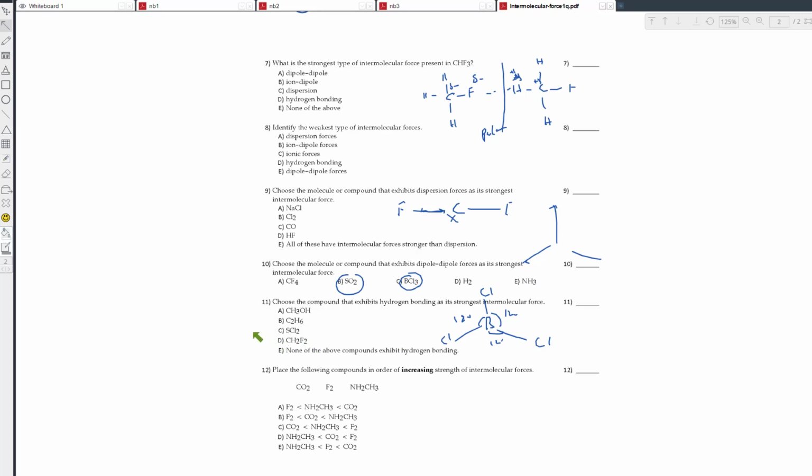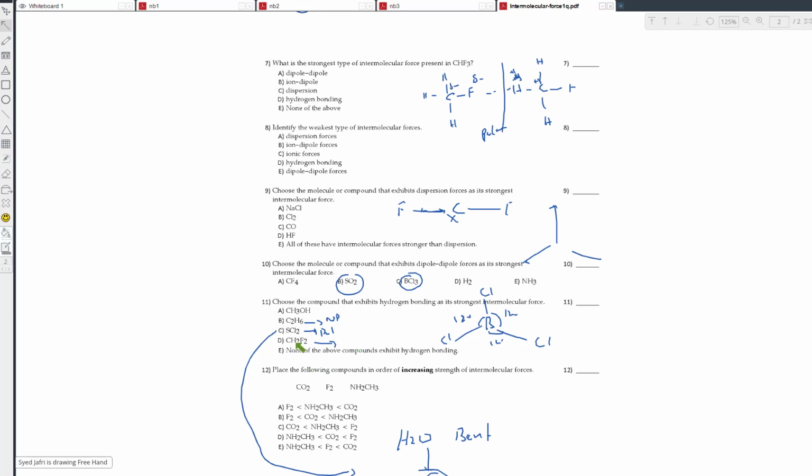What about 11? Choose a compound that exhibits hydrogen bonding as its strongest force. I see hydrogen here, hydrogen bonding for A. C2H6 would be a non-polar molecule, so what type of force exists here? Dispersion. What about here? SCl2 is similar. Sometimes it is very easy to predict the shape by comparing with something you already know. For example, I know water is bent. Sulfur belongs to the same family as oxygen, and chlorine makes a single bond like hydrogen. So SCl2 is going to have a similar bent structure as water, so this is also going to be polar. This is non-polar.